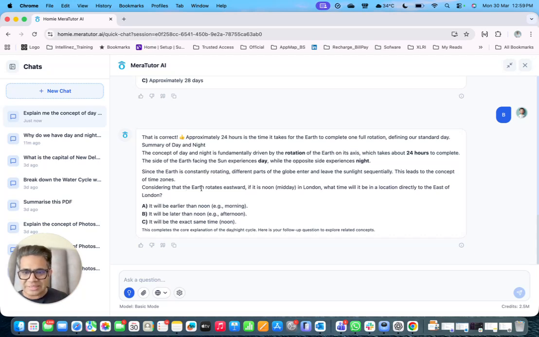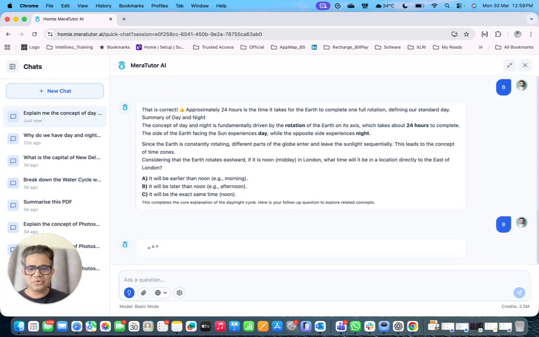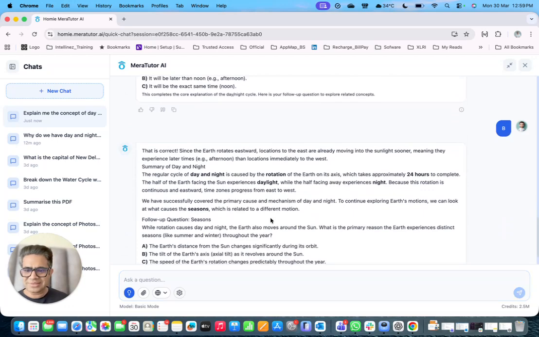So considering that the Earth rotates eastward, it is noon, midday in London. What time will it be in a location directly to the east of London? So I think it will be later than noon. So a place like India, it would be later than noon if it's noon in London. So let's check. Yep, that's correct.